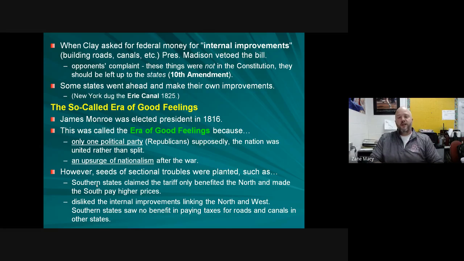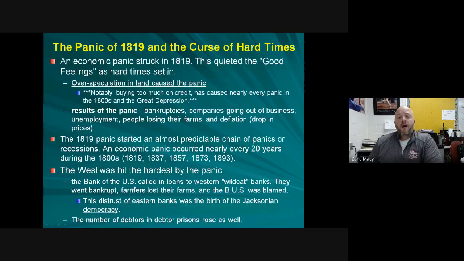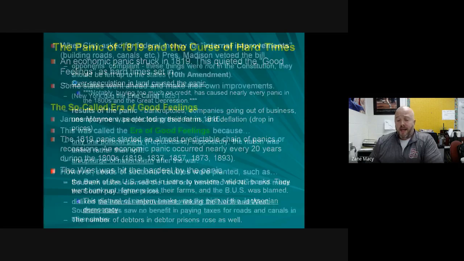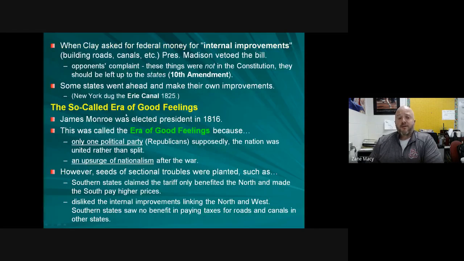You're seeing a trend here from this point forward. This is 1816, 1817, and the South feels like it's being neglected by the rest of the nation, by Washington in particular. That resentment, that chip on the South's shoulder, so to speak, is something they're going to carry all the way through into the Civil War. Again, people didn't want to pay taxes for roads and canals in other states.